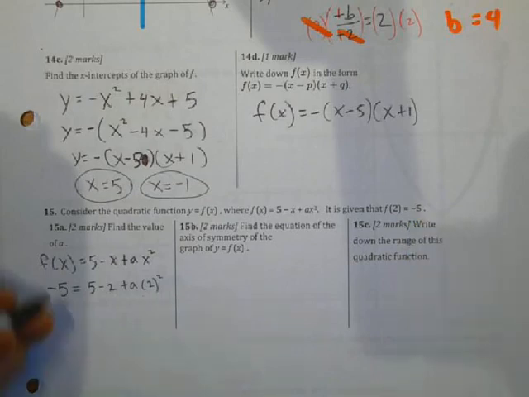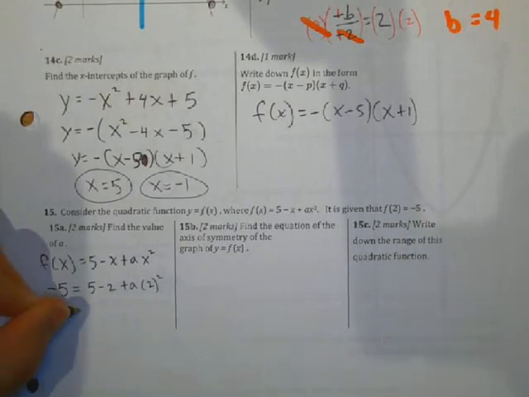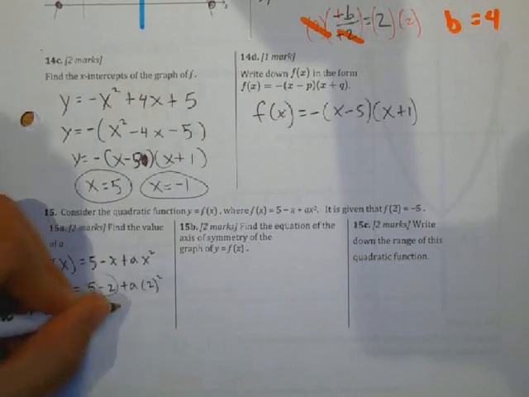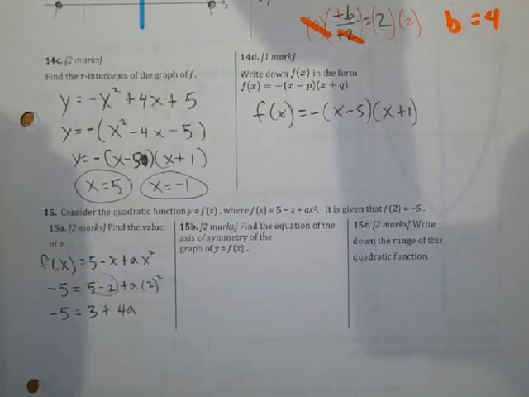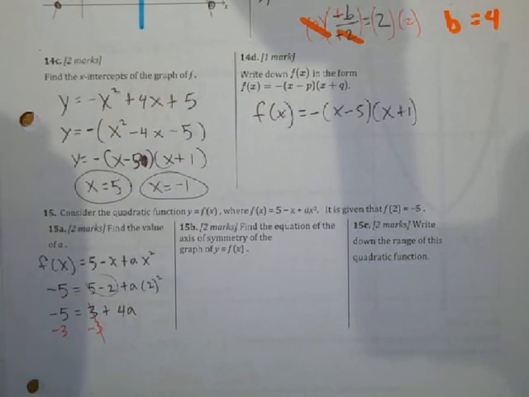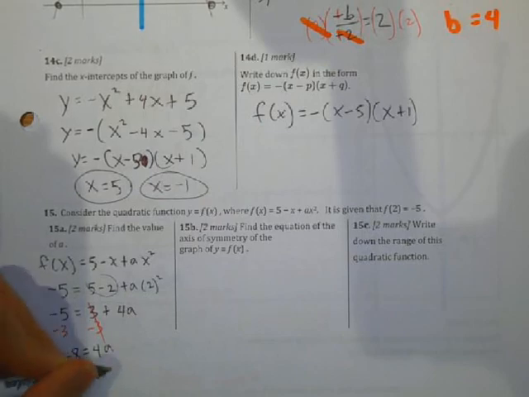So I've got negative 5 equals 5 minus 2, which is 3, and then plus 4a. Okay, now what? We can subtract 3 on both sides of the equation to make that go away. And I got negative 8 equals 4a. So divide by 4, and I get a equals negative 2.